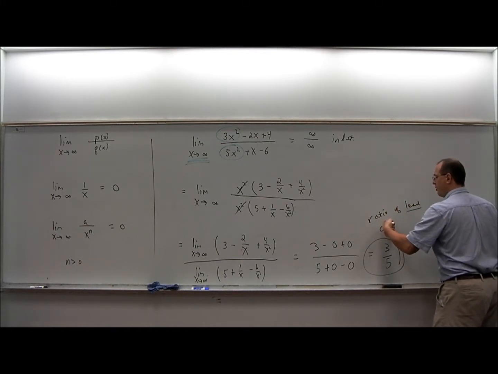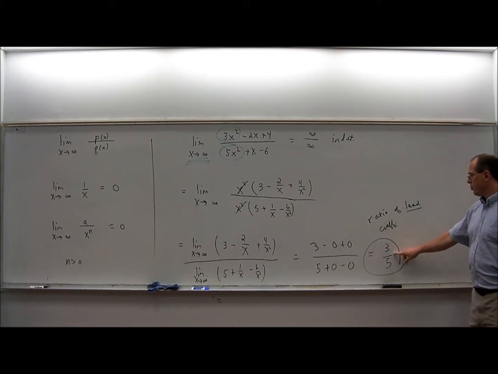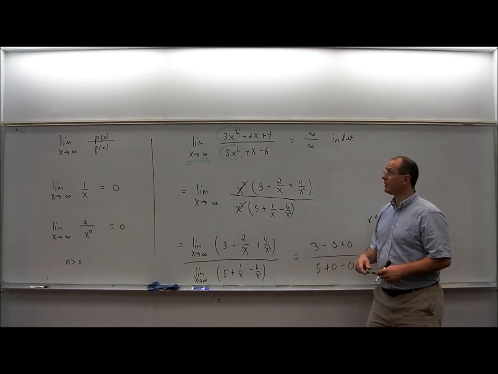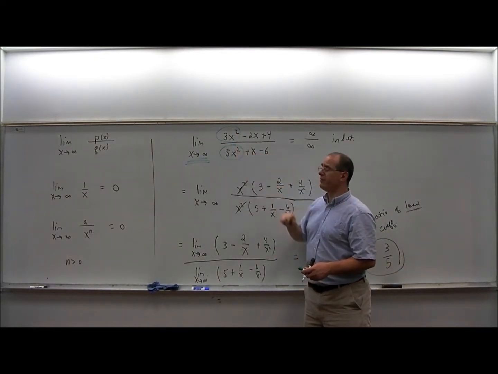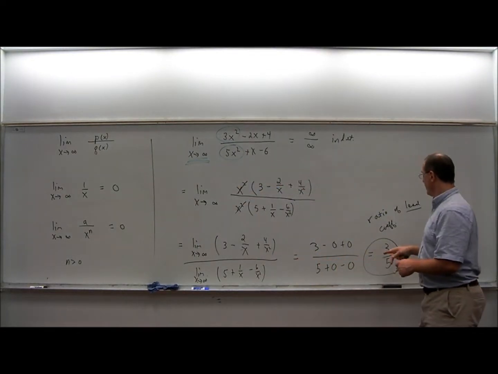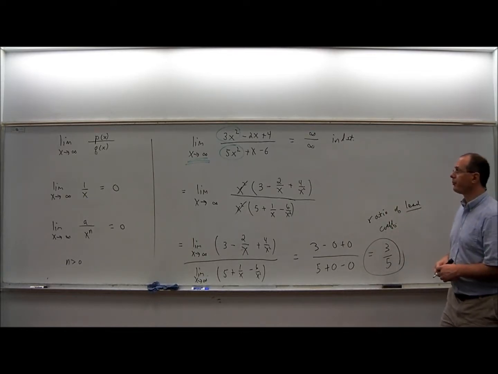The lead coefficient is the coefficient of the highest power. So this works out when those powers are the same. You have a quadratic polynomial divided by a quadratic polynomial. The limit as x goes to infinity is going to be the ratio of the lead coefficients.